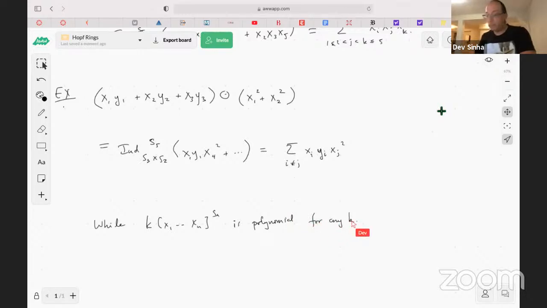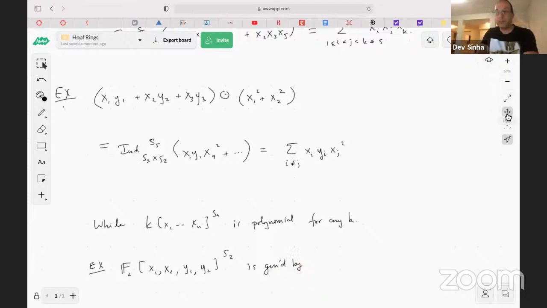We see, for example, if I take F2 and look at two sets of variables, and again, the S2 action is going to switch the indices rather than the variables. So two sets of variables, each with, say, two variables. Then I claim that this is generated by, let's list a few things.